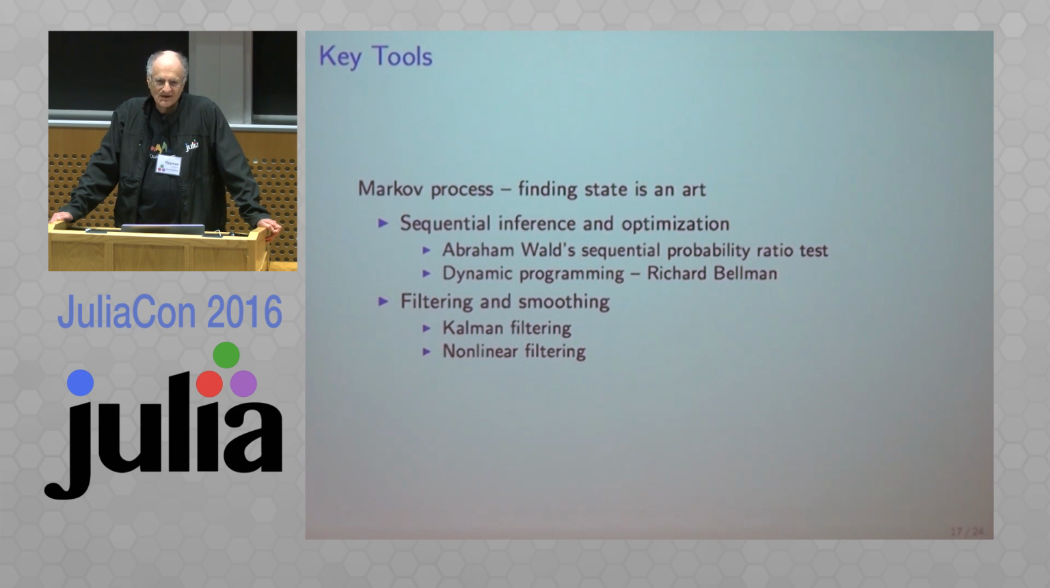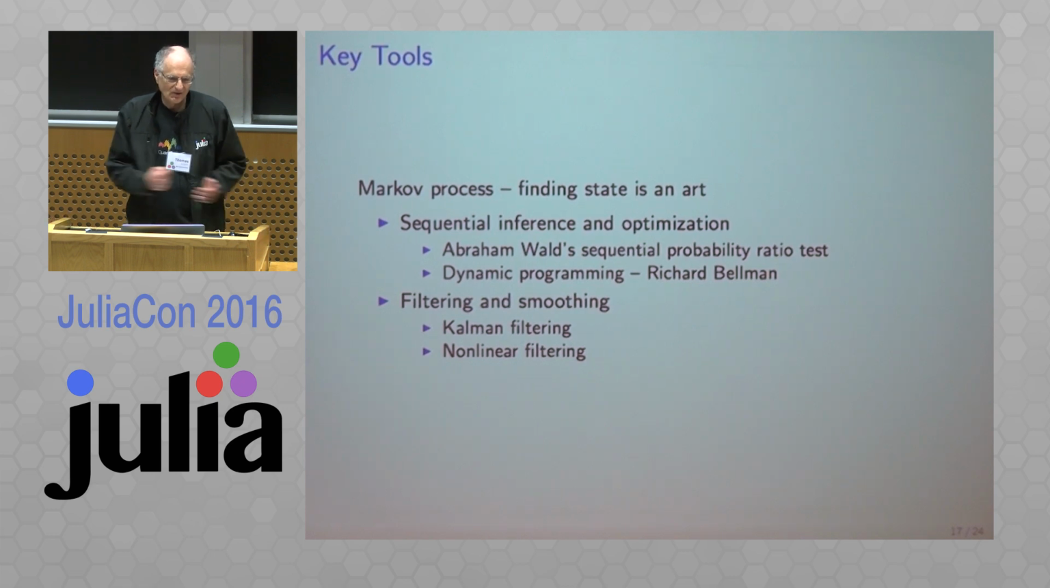Okay, so there's a kid named Kalman, who's an MIT graduate student, and finding the state is an art. He figured out how to write down basically a hidden Markov model that completely cracked a whole class of problems.